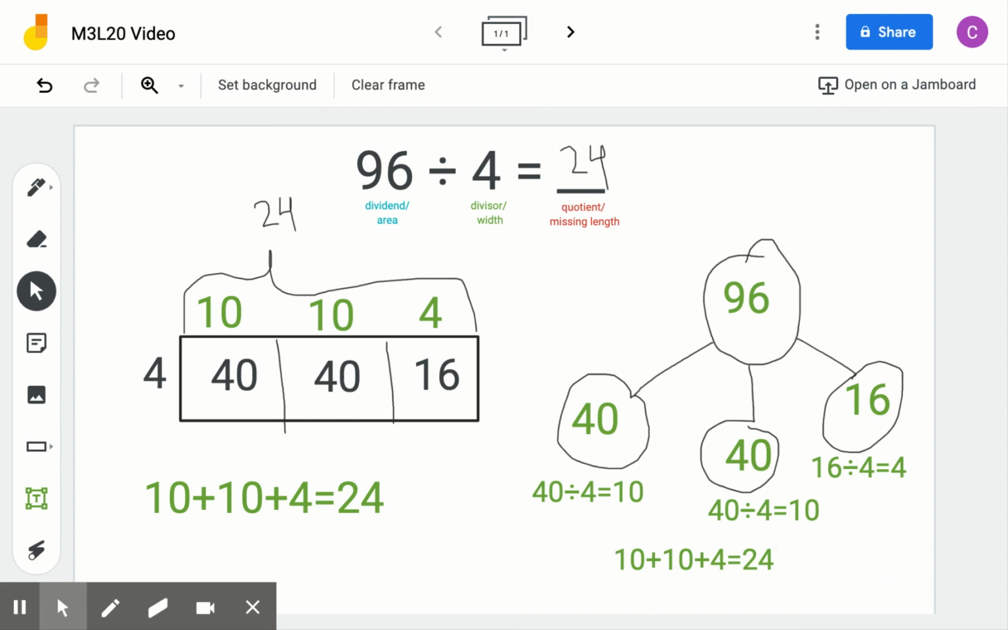Do you see how these two models are related? We have our 3 parts that add up to 96. We have our 3 parts over here that also add up to 96. And when we break them down, dividing by 4 becomes a lot easier. So these are 2 strategies for dividing, and I hope you found that helpful.